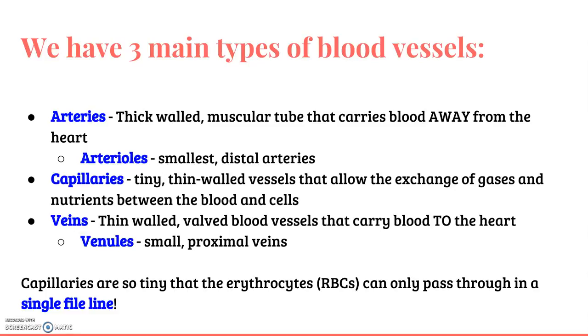And then capillaries are in between. They're tiny, thin-walled vessels that allow for the exchange of gases and nutrients between blood and cells. Capillaries are so tiny that the erythrocytes, or the RBCs, can only pass through them in a single file line.